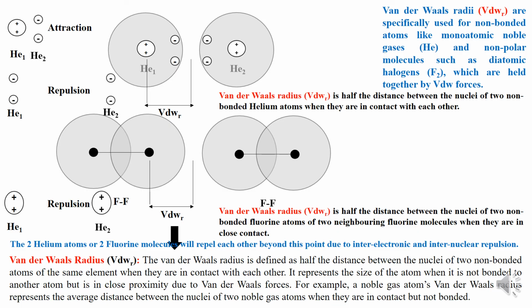So I explained the van der Waals radii concept with respect to helium atom and the non-polar fluorine molecule. For example, a noble gas atom's van der Waals radius represents the average distance between the nuclei of 2 noble gas atoms when they are in contact but not bonded. So remember, van der Waals radii are specifically used for non-bonded atoms or non-polar molecules, and they are held together only by intermolecular forces, that is van der Waals forces.